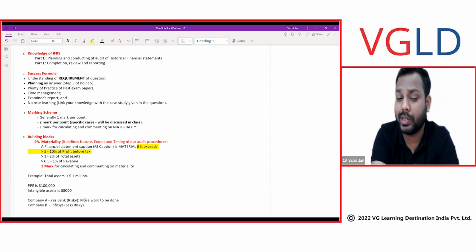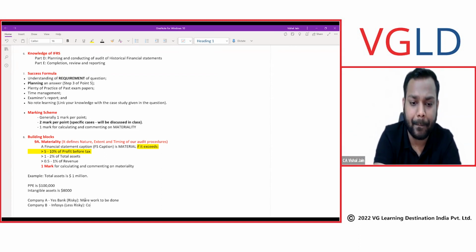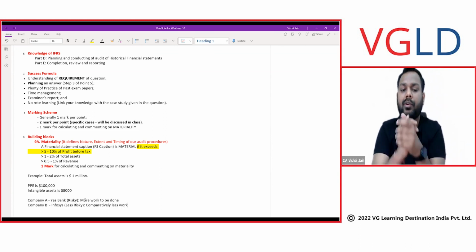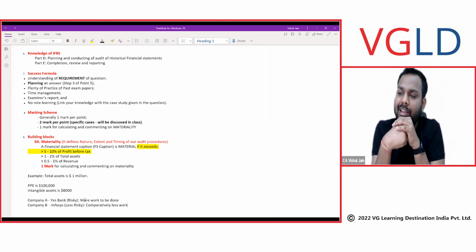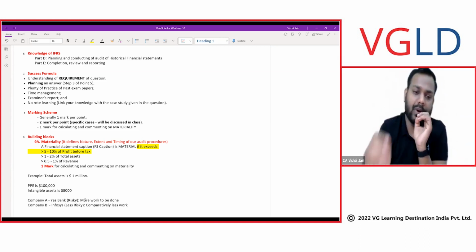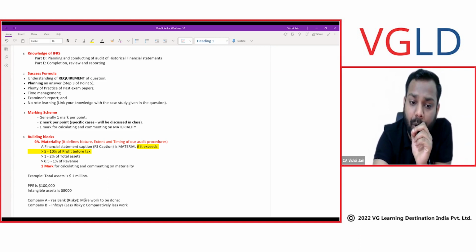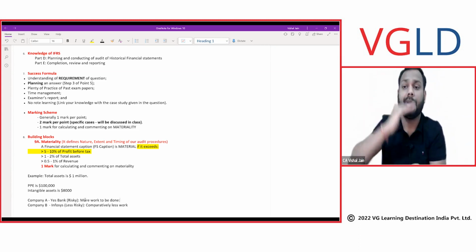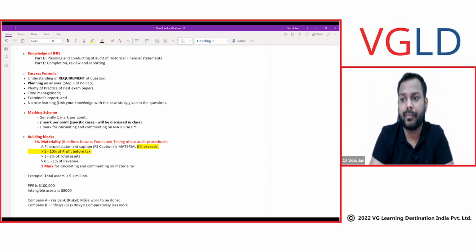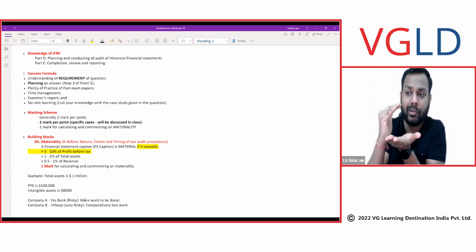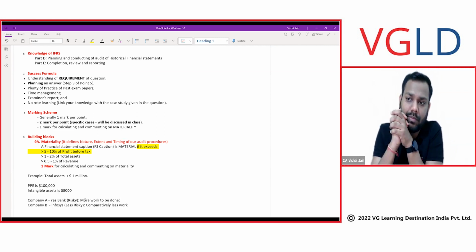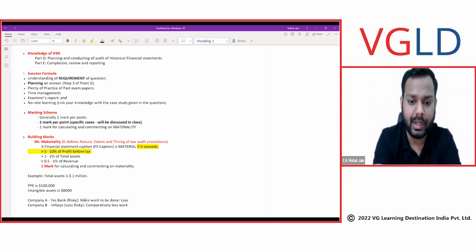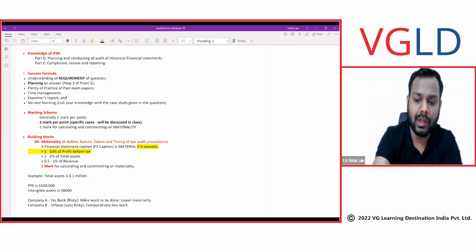Why will we take more work? Because the company is more risky. And here we'll do comparatively less work. Tell me yes or no. Is this clear, everyone? Okay. Now, if we have to do more work, should the materiality be high or low? Tell me. Lower materiality here, and higher materiality here.